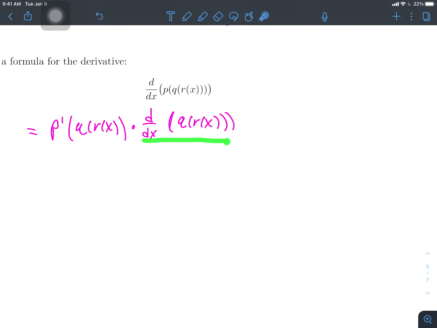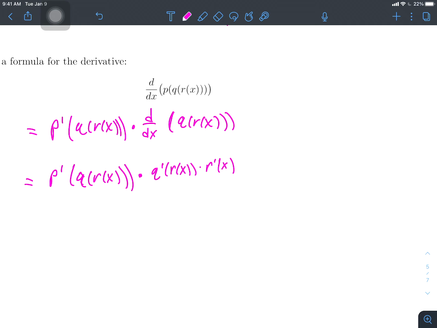And the reason I write it like this is because in order to do this derivative, I'm going to need to apply the chain rule again. So if I do that, it's as simple as rewriting this first part. Do I have enough parentheses here? No, I need one more. In fact, I need one more here too, right? Yeah. Okay, so to finish this off, what I need to do is multiply, and I need to write down what is the derivative of q of r of x. Well, that's just a regular chain rule, so it becomes q prime of r of x times r prime of x. And I'm done.